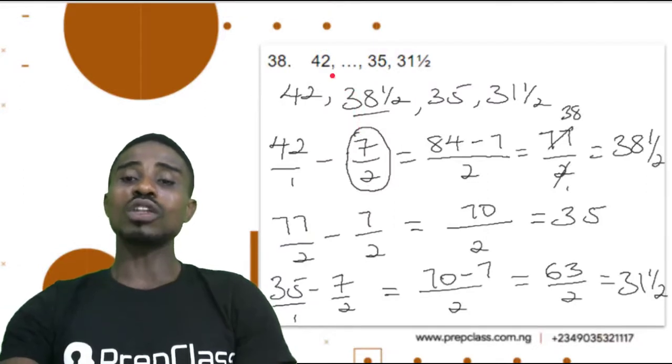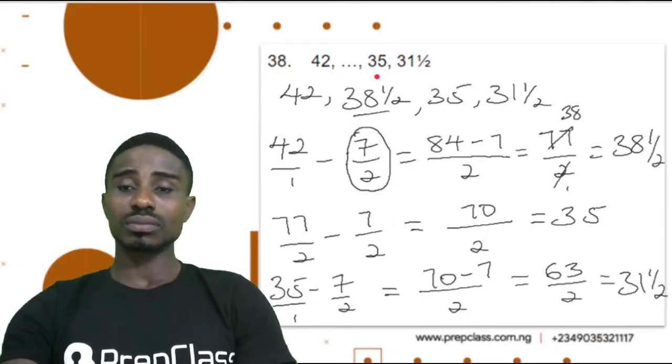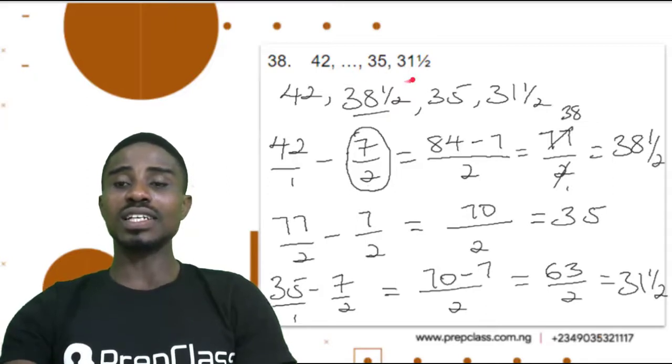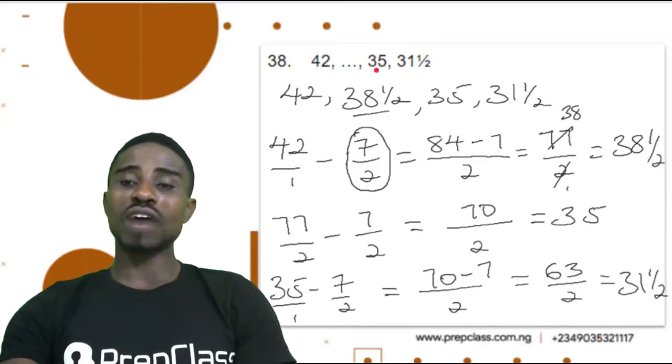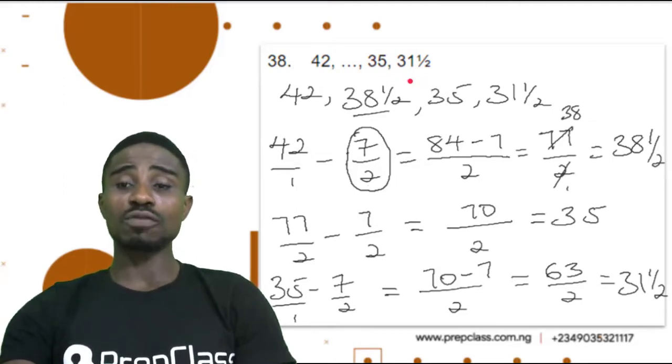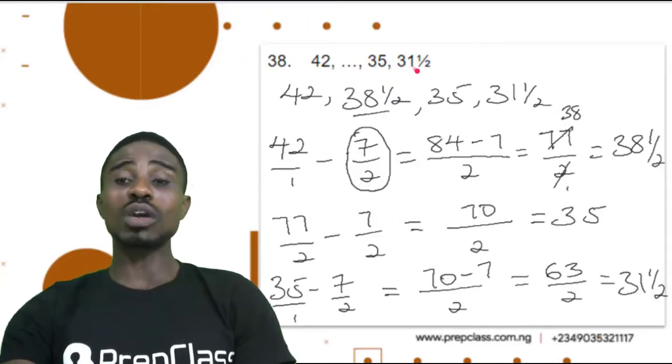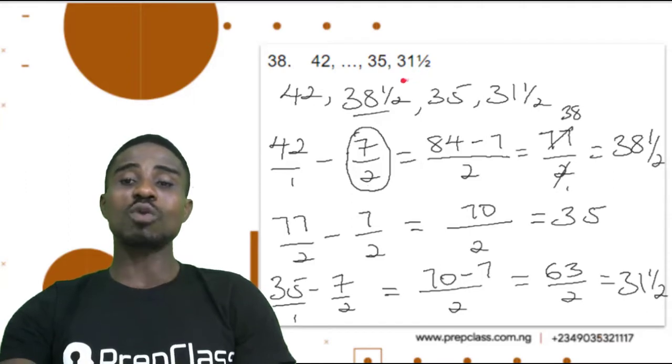So we just have only 4 numbers, and there is a missing space here. So we are going to be comparing this and this. So we have 35, we have 31 and a half. So it basically means 35 minus 3 and a half would give us 31 and a half. So 31 and a half plus 3 and a half will give us 35.